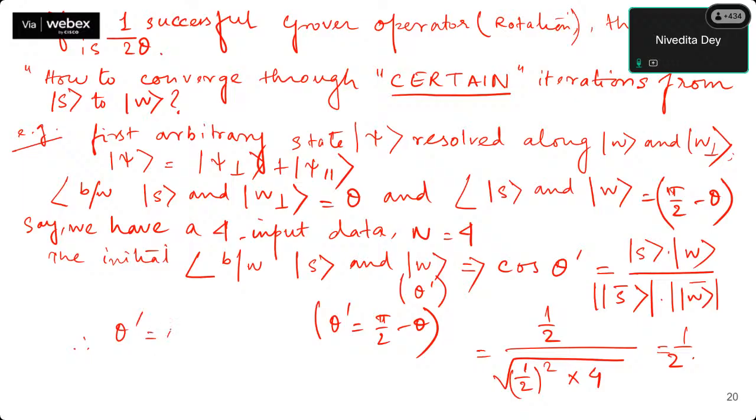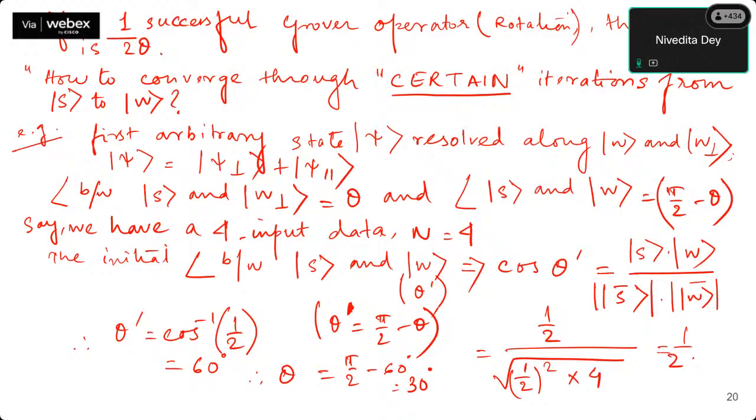So theta bar equals cos inverse half, which is nothing but 60 degrees. Therefore my theta, let me write, this is theta and this is theta bar, my theta will be pi by 2 minus 60 degrees, that is 30 degrees. So a single Grover rotation will shift it by 2 theta, that is 60 degrees. Please assume here we are just taking the S and W angle as theta bar, and finally we are doing the 2 theta calculation.